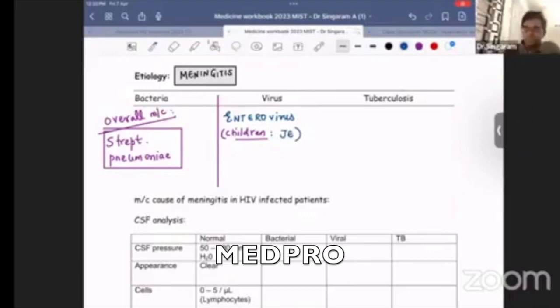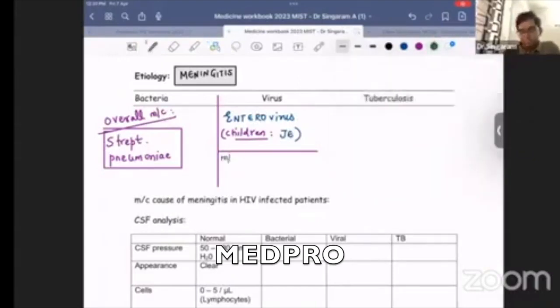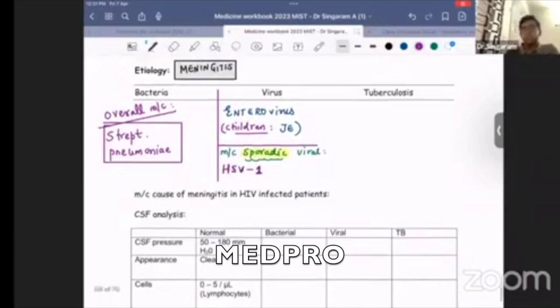Okay. Now, there's one more thing which I want you to remember. Some of you were saying that the question should come specifically like this: which is the most common sporadic viral encephalitis? This is something important. The key word here is sporadic. Sporadic means not every time it is going to occur; once in a while, the condition will occur. If you know what that virus is, it is HSV1. What is that? It is herpes simplex virus 1 encephalitis. HSV1 encephalitis.